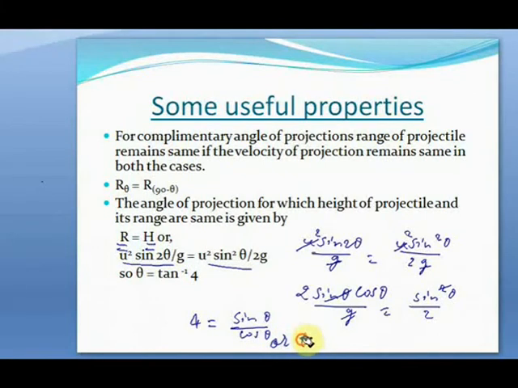or tan theta is equal to 4, or theta is equal to tan inverse 4. So when a projectile is projected with this particular angle of projection, that is tan inverse 4, its maximum height attained will be the same as its range.